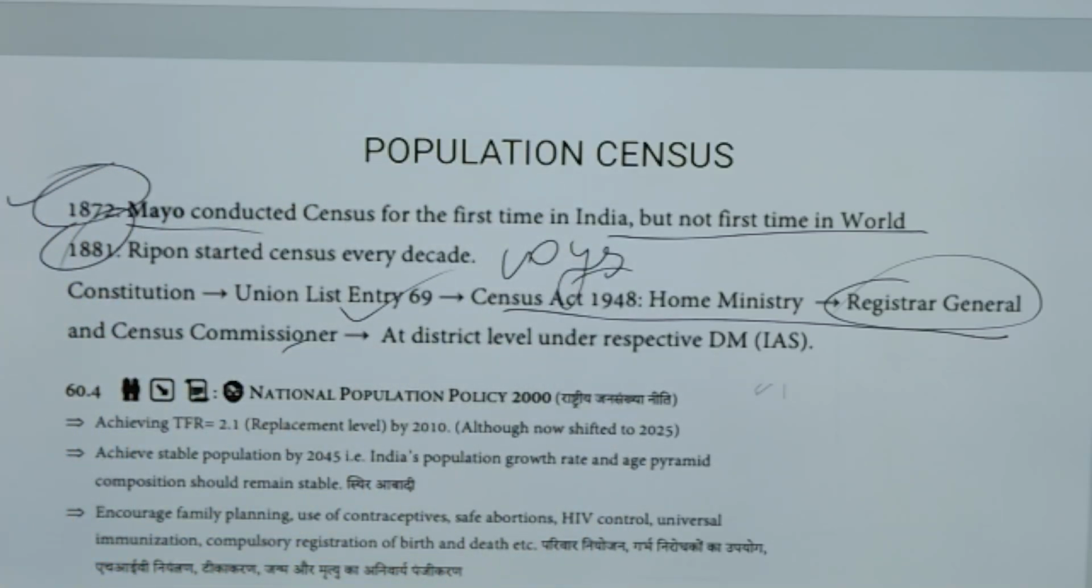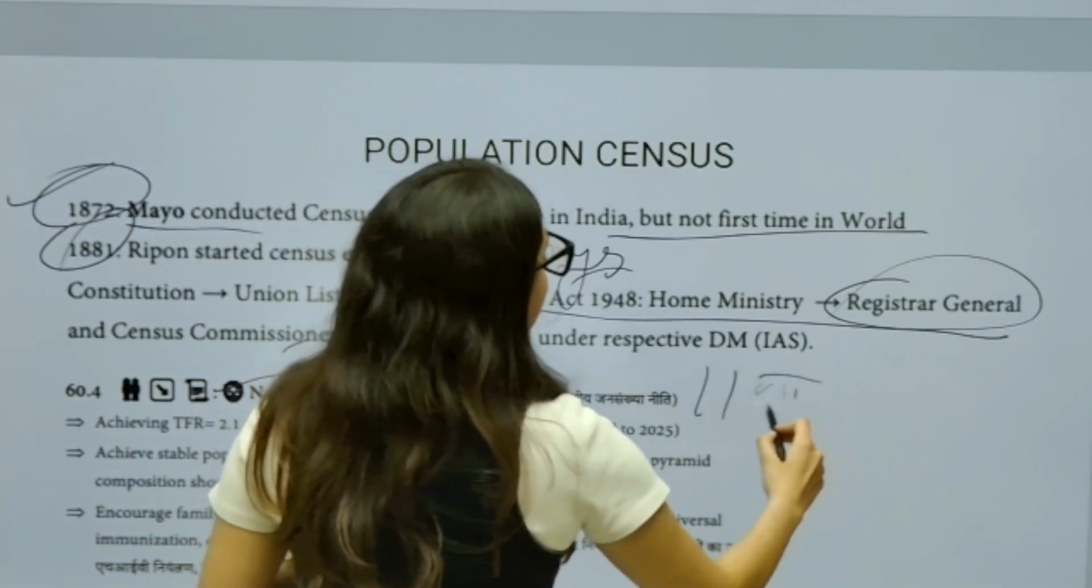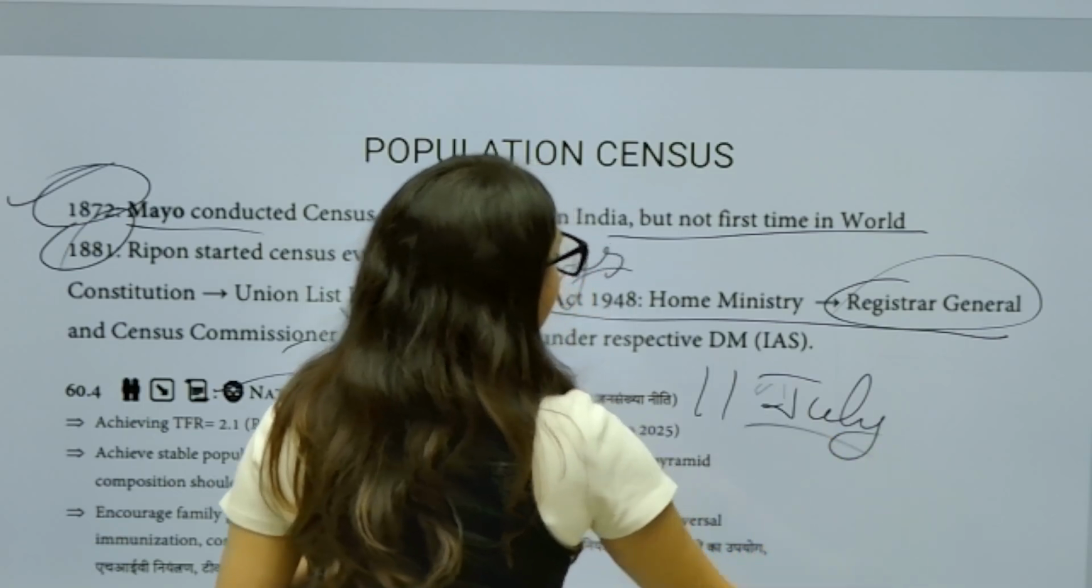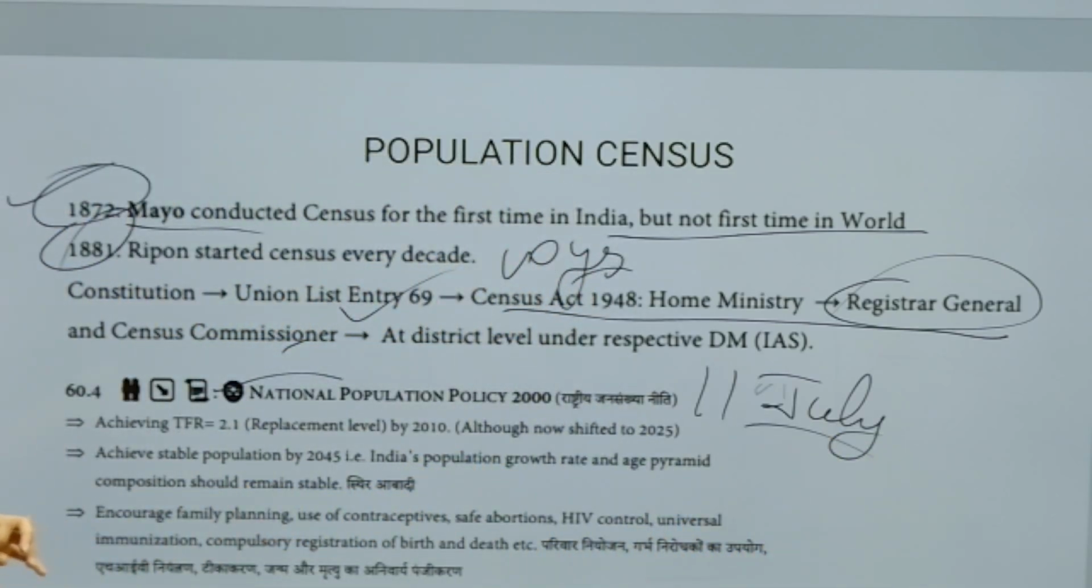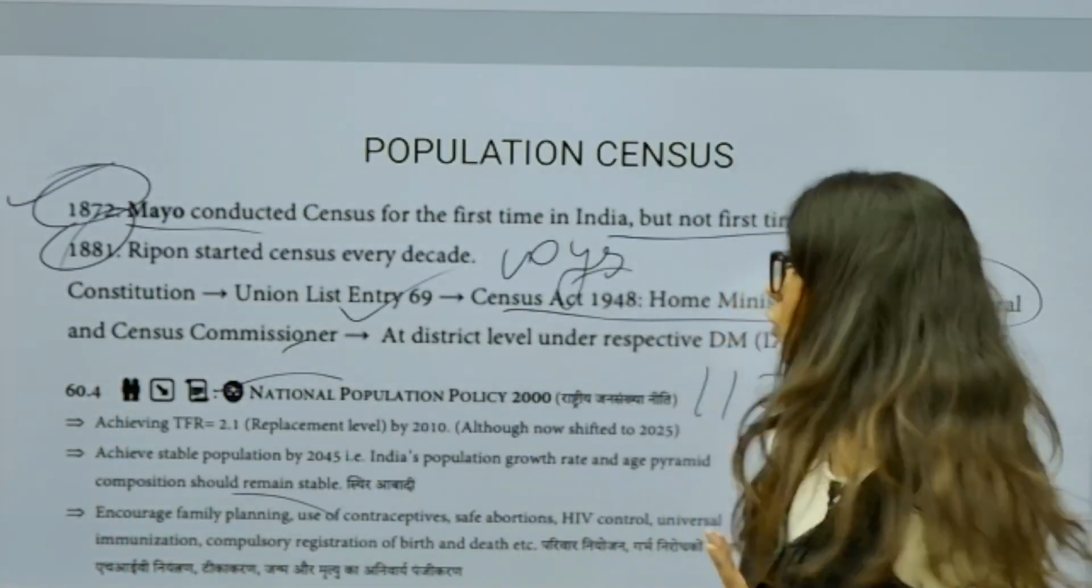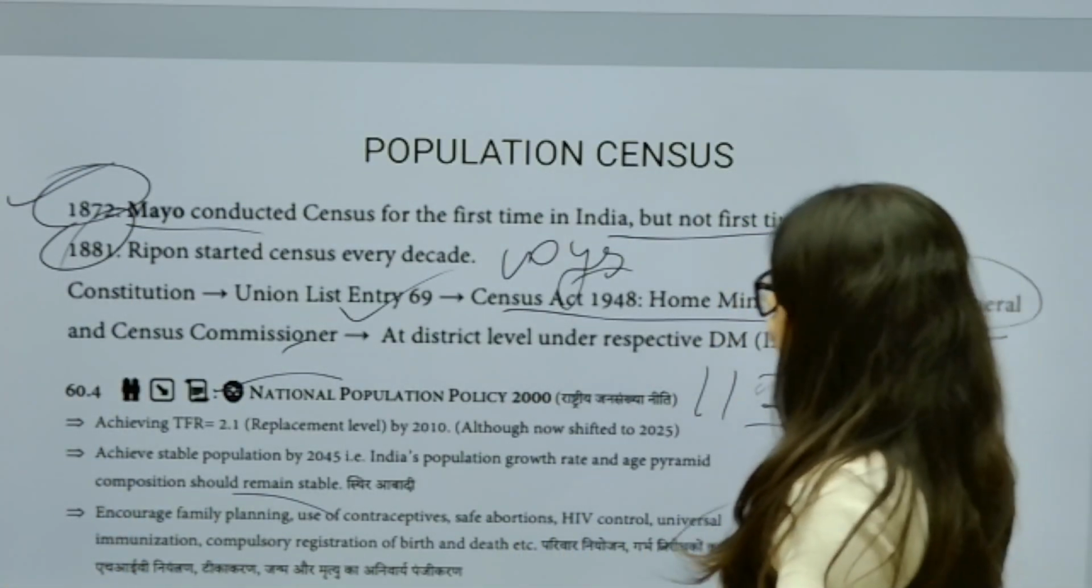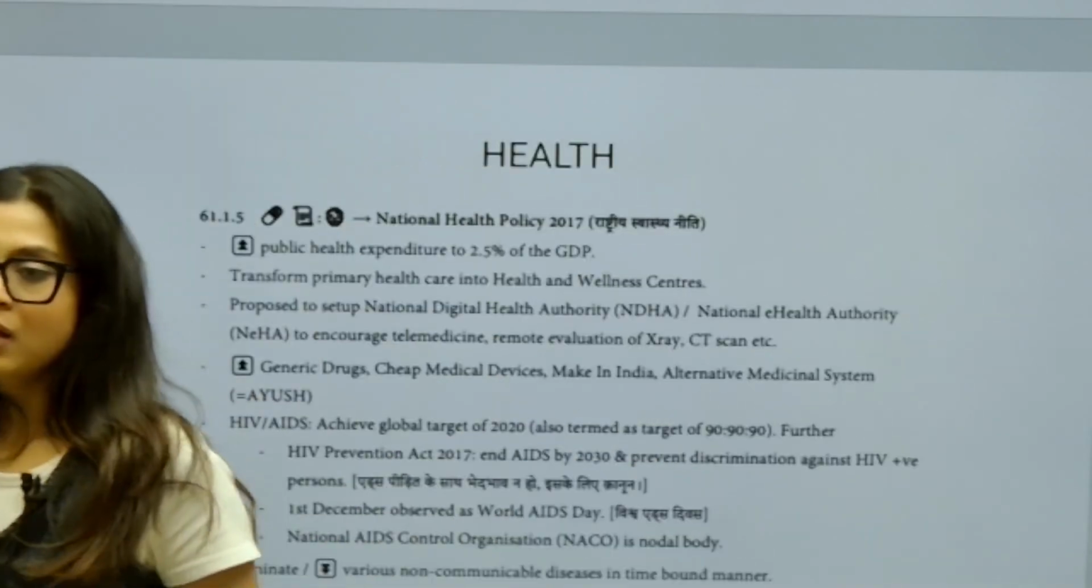Then in 2000 a National Population Policy was introduced. 11 July is celebrated as National Population Day. The aim is to achieve a stable population by 2045. India's population growth rate and age pyramid composition should remain stable. Encourage family planning, use of contraceptives, safe abortions, HIV control. All these are the key features of this population policy.